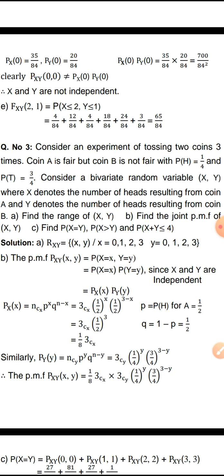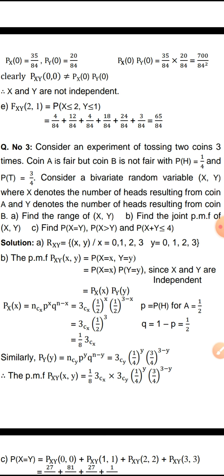Probability mass function, as asked in the second part. Pxy of x comma y, which will be the same as the probability of X being equal to x, Y being equal to y. Since the outcomes of A and B are independent, the outcome of B has nothing to do with the outcome of A, or the outcome of A doesn't depend on the outcome of B. So they are independent.